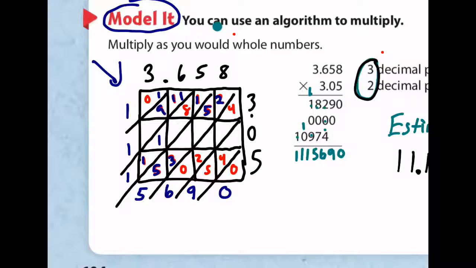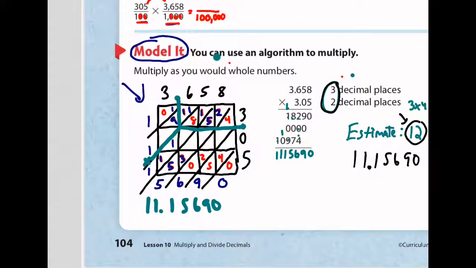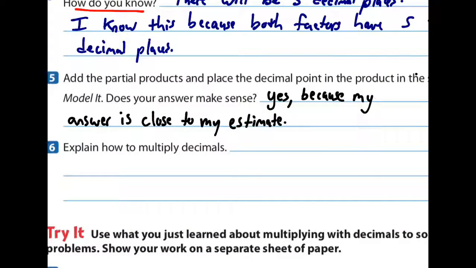All right. So, see this decimal right there and this decimal right there. If you see where they meet, this decimal comes down there and this decimal comes over here, they make an L. See how that makes a green L? And then the L points down this diagonal line, and that's where your decimal point's going to go. So you know it's going to be 11.15690. So I think placing decimals in lattice is kind of fun once you get used to it. All right, so now let's go back over here.